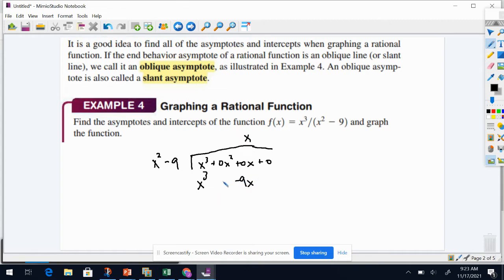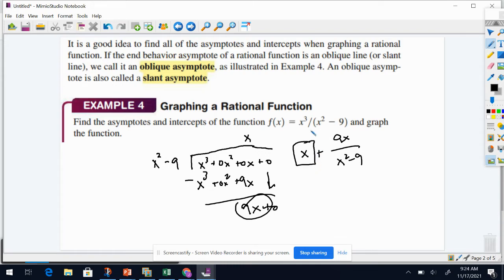So you notice there's no x squared term, so I'm just going to put a 0x squared here. I change the signs, so I've got plus 9x, and then I can drop the 0 plus 0. This is my remainder, right? I can't multiply anything by x squared to get 9x. So the only answer here is x plus 9x over x squared minus 9. This right here is my slant asymptote.